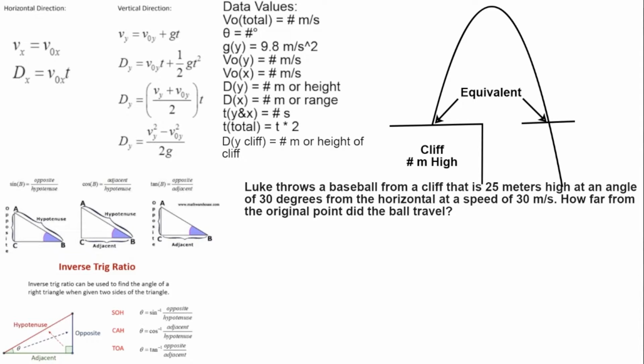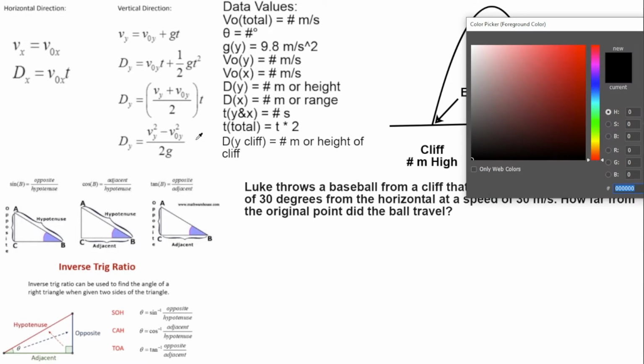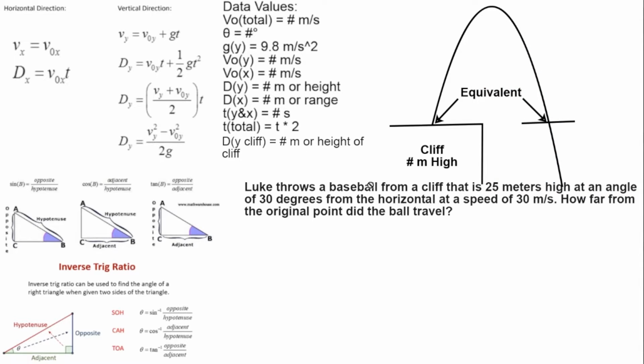If I quickly pull up a pen here, let's do a reddish color. So we're looking for a cliff. The cliff is 25 meters high, that's something we should know. This is going to be 25 meters at an angle of 30 degrees, so our theta, which is not drawn to scale, is going to be 30 degrees.